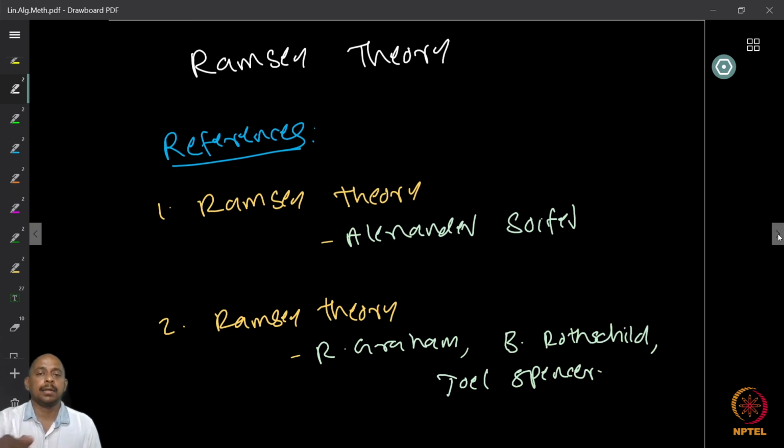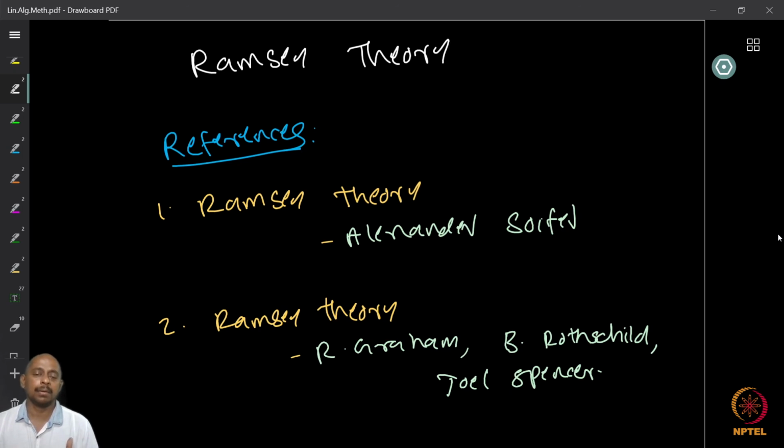Then we have Ramsey theory. In Ramsey theory, there are several books, I think, and here I am presenting just two of them. One is by Alexander Soifer. Soifer's book is probably not a good textbook, but it is a very readable book which introduces you to the subject, talks about the history, talks about why such questions are important, who looked at these questions first, and how these things came about.